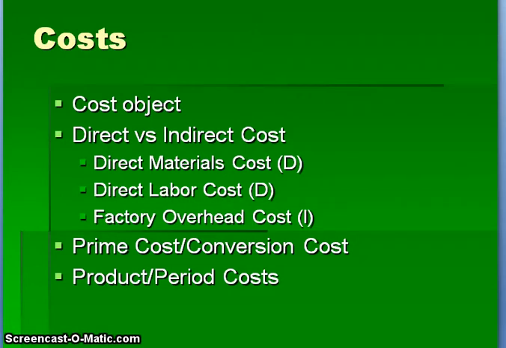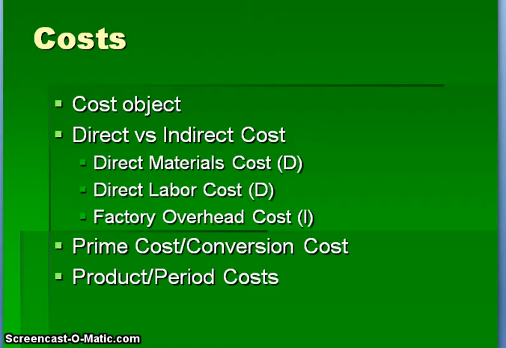I know that sounds a little confusing, so let's talk about this as an example. Let's say what you do in your business is you make jungle gyms for children to play on. And the jungle gym is your cost object. And you're trying to decide whether or not costs are direct costs or indirect costs for that jungle gym. Now, direct costs are those costs that go directly to the product, that is, to the cost object.